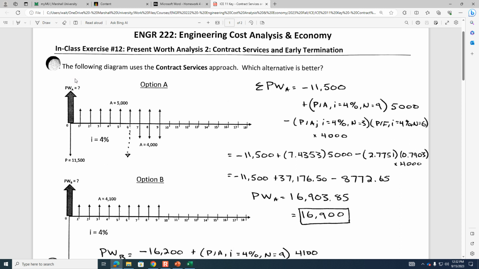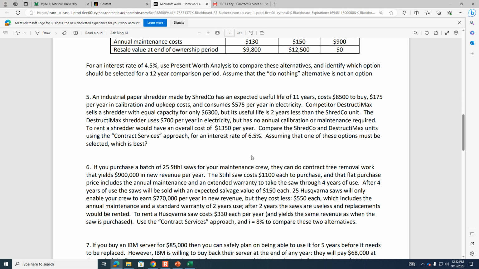You do have a couple of homework problems that are related to contract services. It even says that phrase just so you know which method to apply. Problem 5 is contract services. Problem 6 is contract services. So I haven't given you a cash flow diagram like I did in this in-class exercise. My suggestion is for you to make your own cash flow diagram. So translate what's written here in English into a cash flow diagram, and then you can apply contract services to lengthen the shorter of the two alternatives.